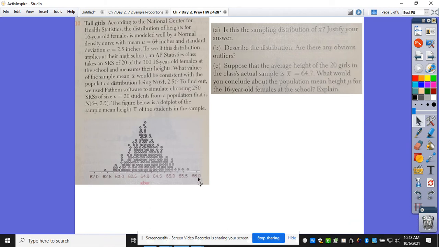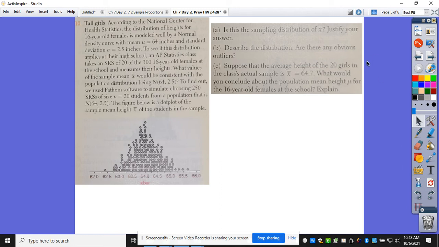Unless this thing, this is the whole point of yesterday. It's almost never going to be the actual sampling distribution. Okay. So center about 64, bell-shaped.